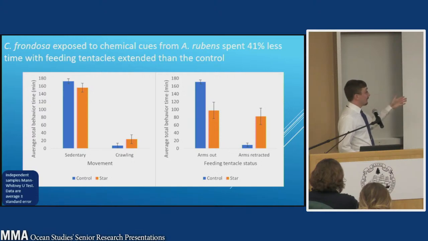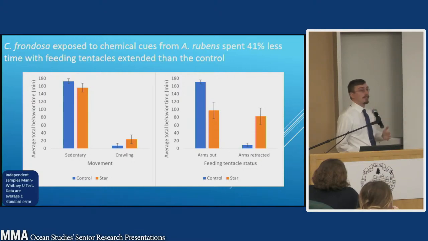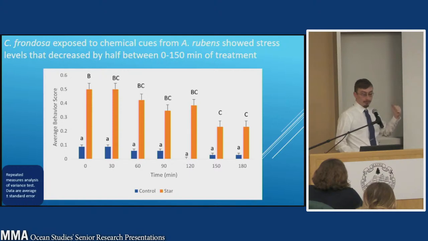I did not find a significant difference between the sedentary versus crawling between these two groups, but I did find that the sea cucumbers in the sea star exposed group spent an average of 41% less time with their feeding tentacles extended than those that were in the control group.